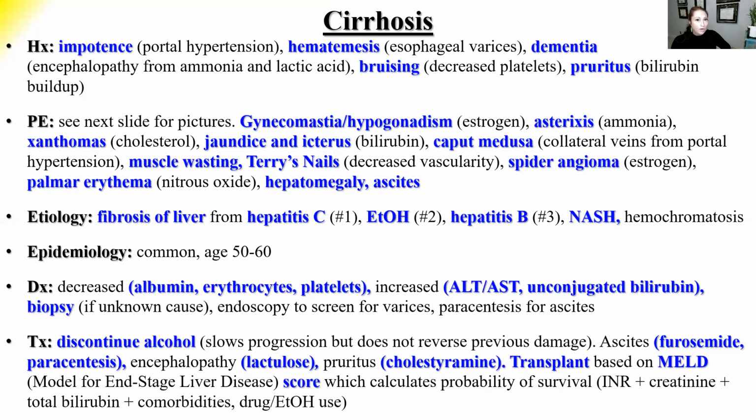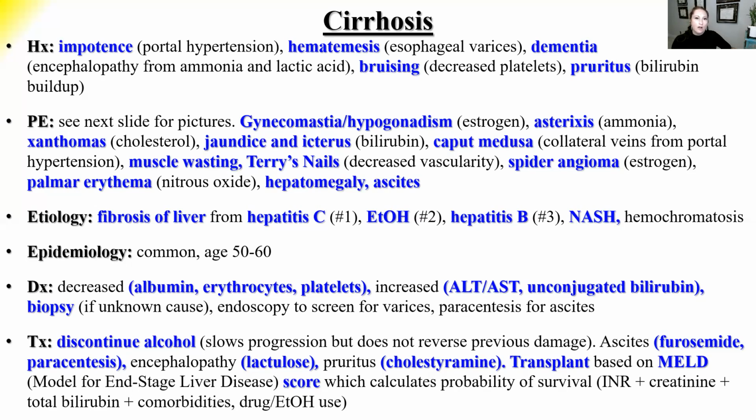If you don't know what's causing this, you can do a biopsy, but that's not usually what's done. Remember, you want to do your endoscopy to screen for varices, and you can do a paracentesis to pull off some of the fluid if they have problematic ascites. So you want to look for your viral profiles. Do a viral profile for hepatitis C and hepatitis B. If they have a known history of alcoholism, you don't necessarily have to do a biopsy there.